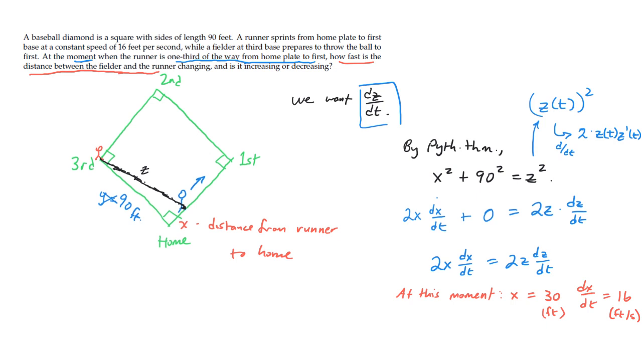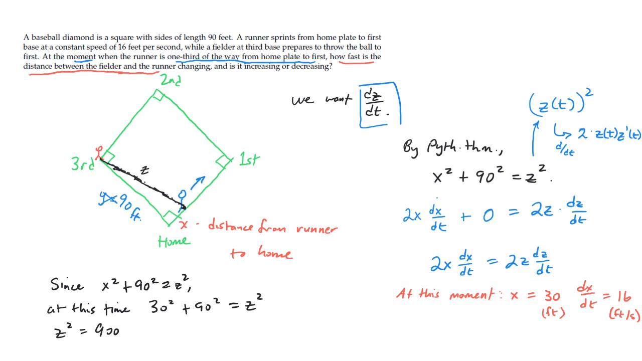So since x squared plus 90 squared equals z squared, I know that at this time, 30 squared plus 90 squared is going to equal z squared. So z squared is 900 plus 8100, which is 9,000. So z is going to be the square root, the positive square root, since it's a distance, of 9,000, which comes out to, according to my calculator, 94.86868. So let's call that 94.87.